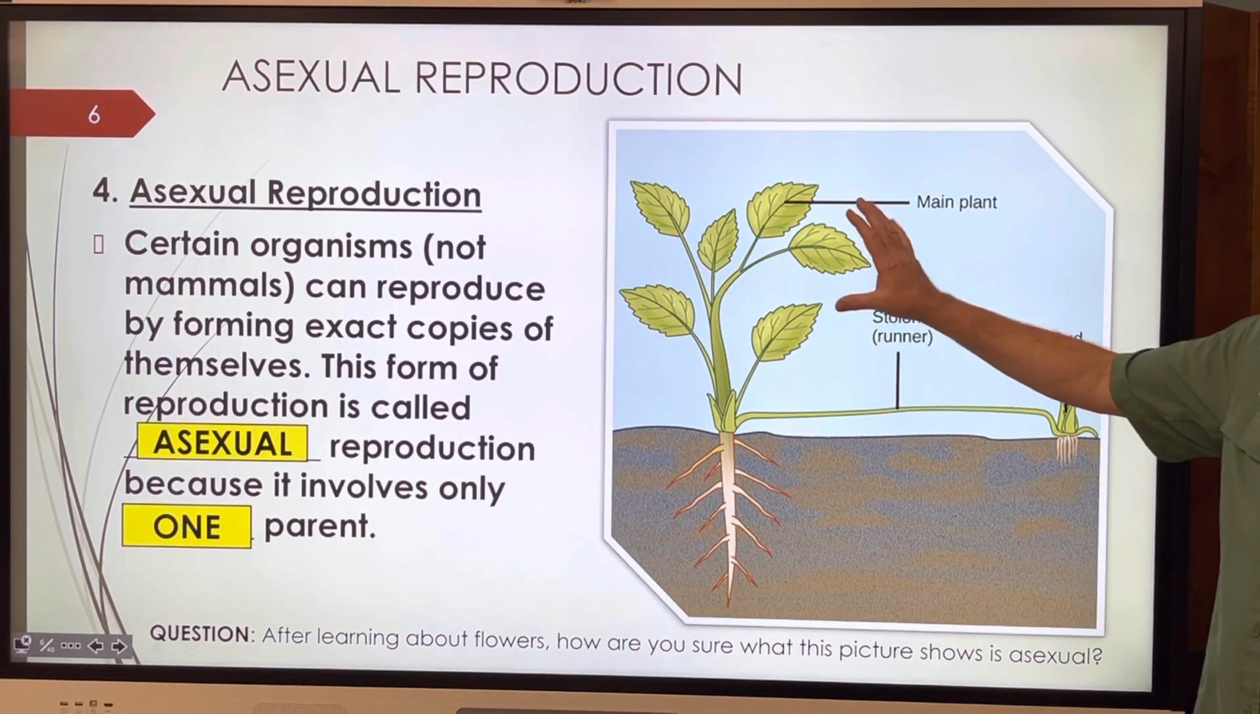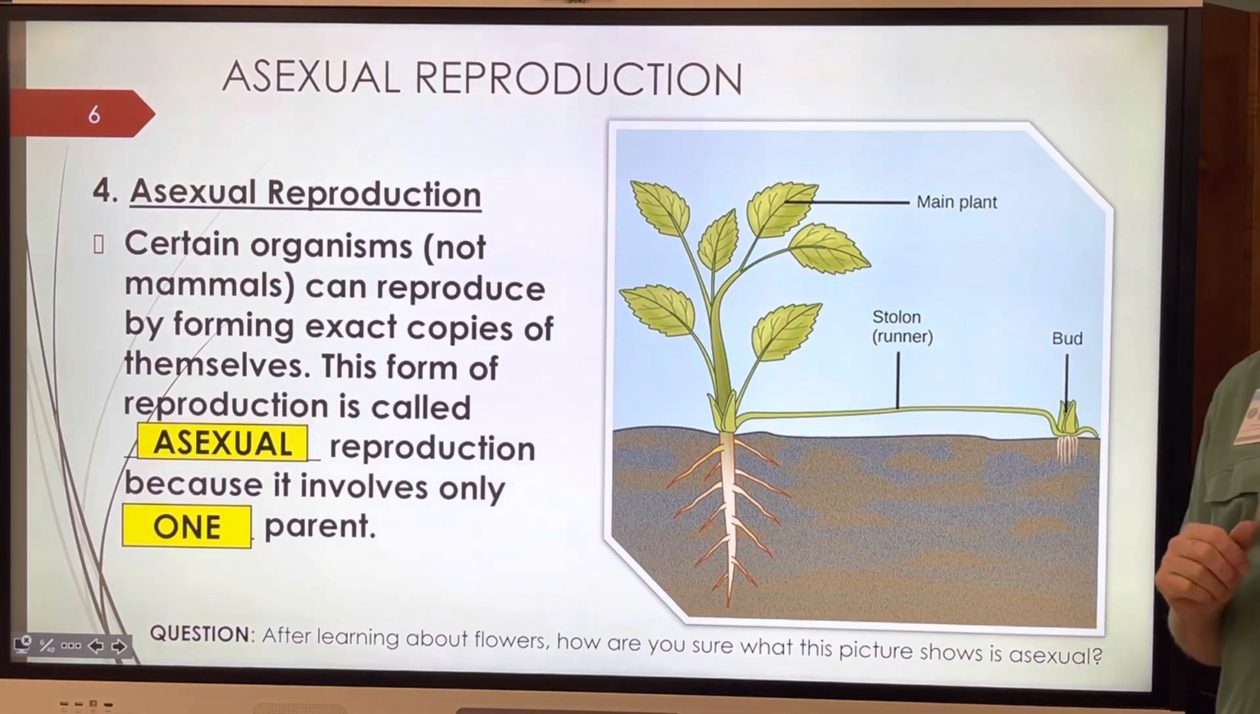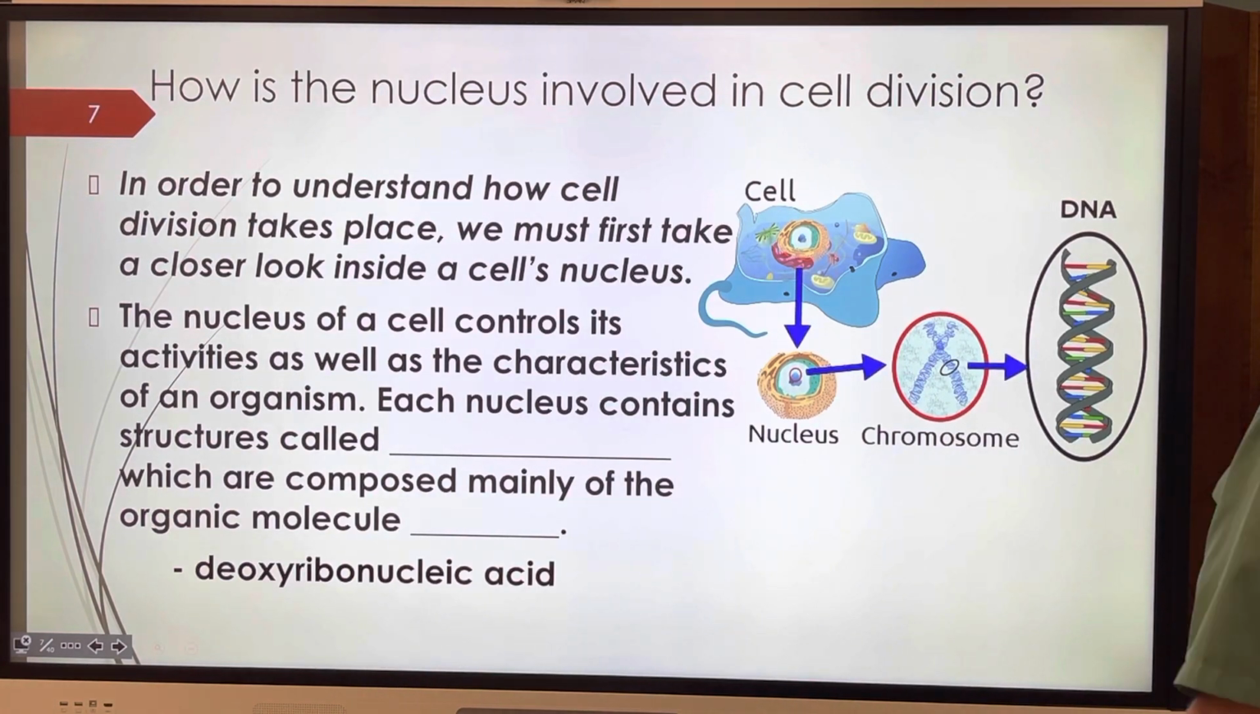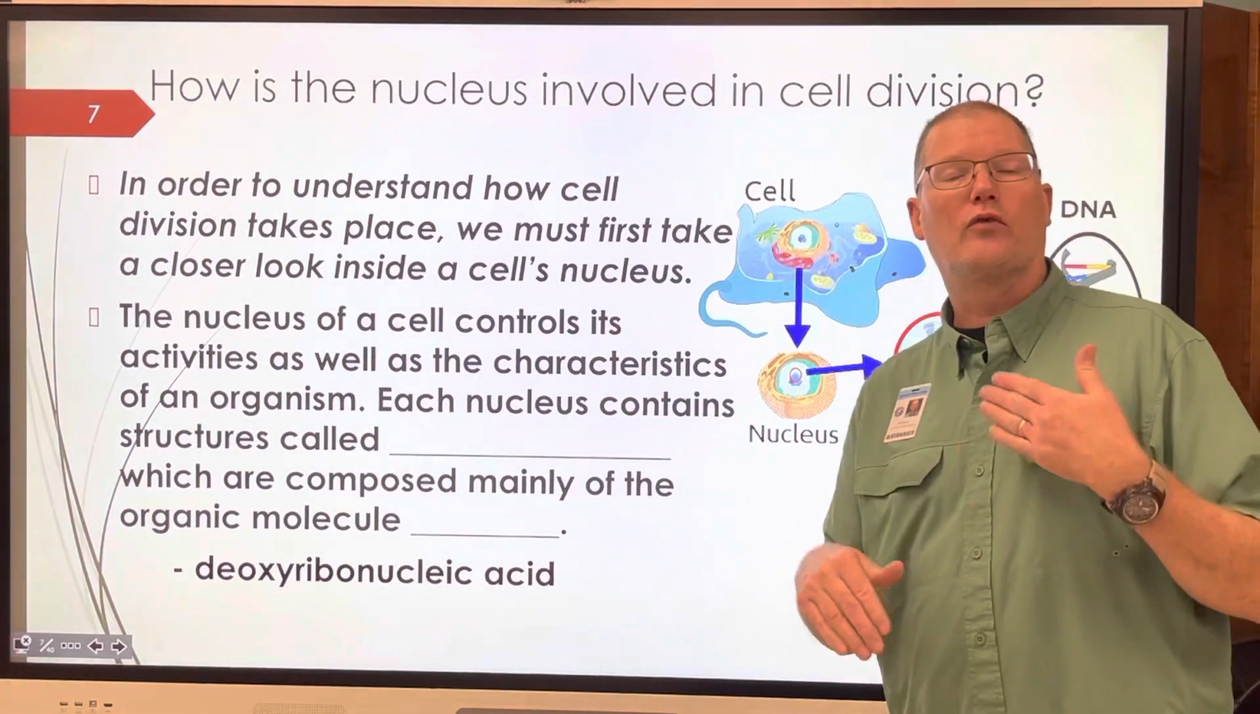How do you know that this is not sexual reproduction? Think about that, write the answer down. Maybe even for later at home, when you're going over these notes.